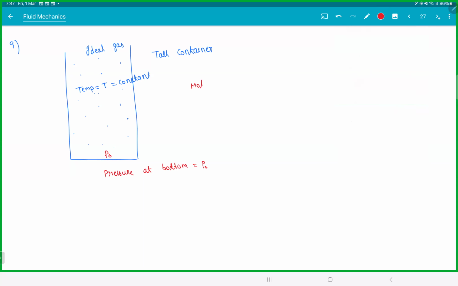The molecular weight of the gas is capital M. Find the pressure at a height h. Tall container meaning it goes to infinity. So the pressure at the bottom is P naught. As you keep going, the pressure decreases. So what is the pressure at a height h?